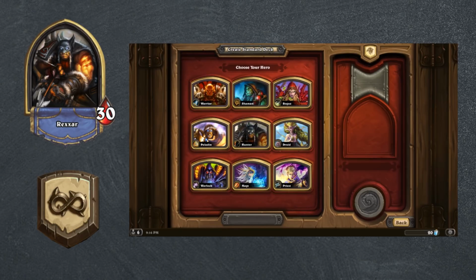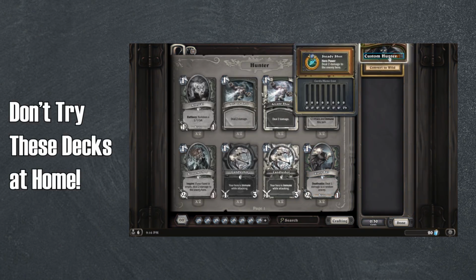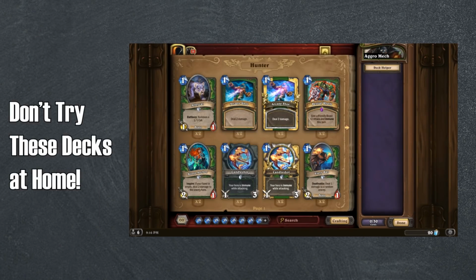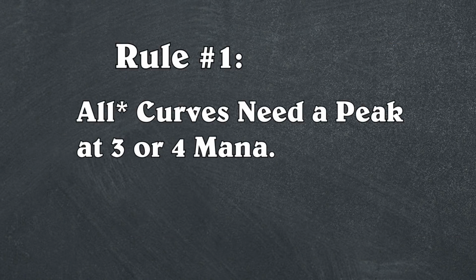To help with displaying this, I'm going to build 3 wild format hunter decks, 1 aggressive, 1 midrange, and 1 control. Bear in mind these decks will not necessarily be good, they just reflect the ideas I'm presenting. Anyways, let's go. Starting off with our first rule, all curves require a peak at 3 mana or 4 mana. Any exceptions had better be super worth it.